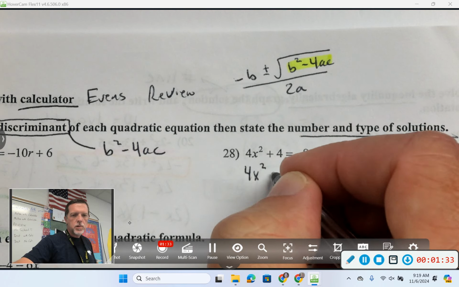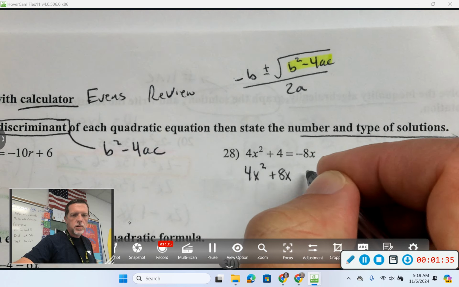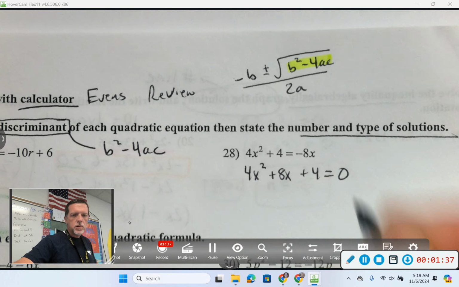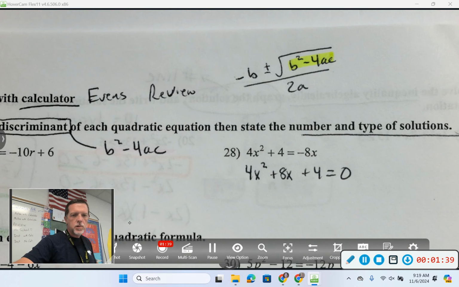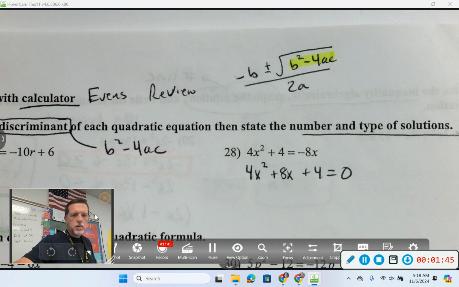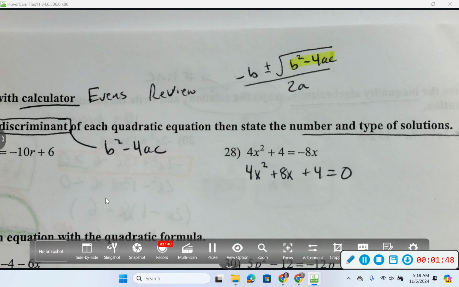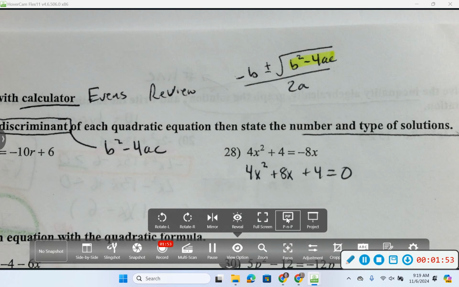So 4x squared plus 8x plus 4 equals 0. It's got to be equal to 0. You've got to move everything to one side. And I would put things in order. There's a few people that didn't put things in order, and they end up messing up who's A, B, and C when they do that.